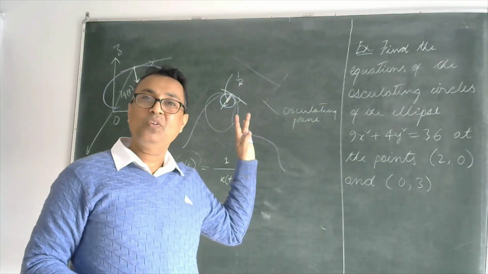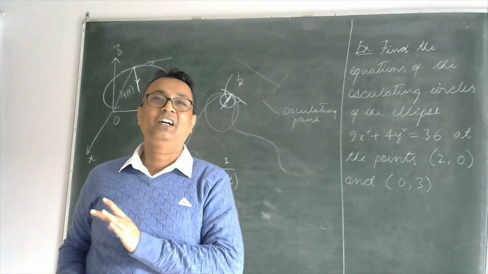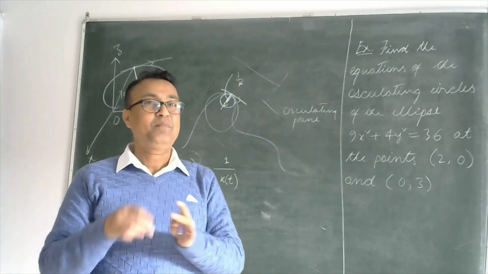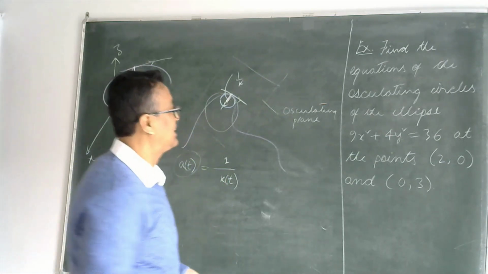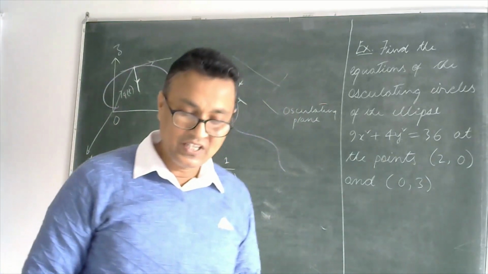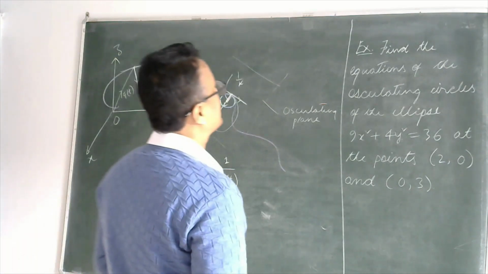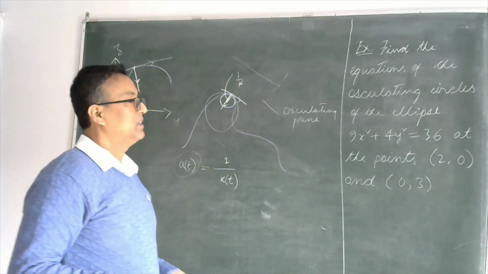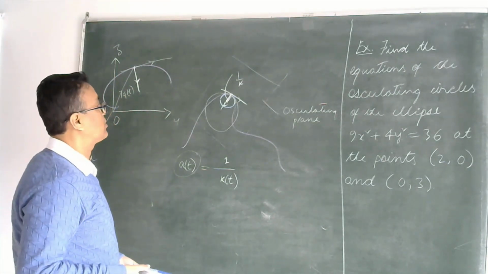Fine. That is how the term radius of curvature has come into the fore. Now let us try to work out this example, so it will be more clear what I was talking about. This is about finding the equations of the osculating circles of the ellipse 9x squared plus 4y squared equals 36 at the points (2, 0) and (0, 3).